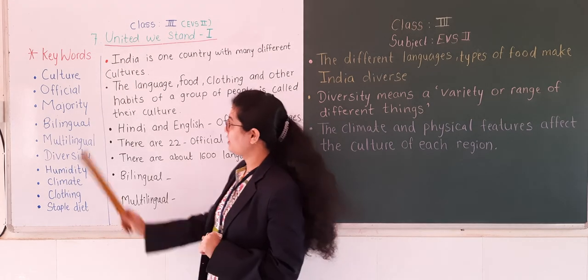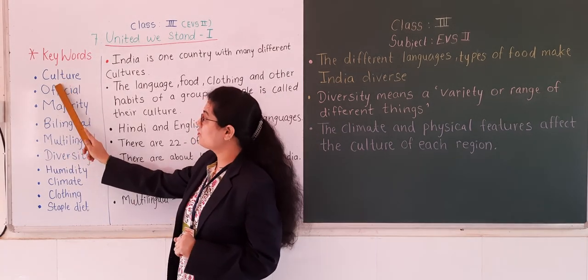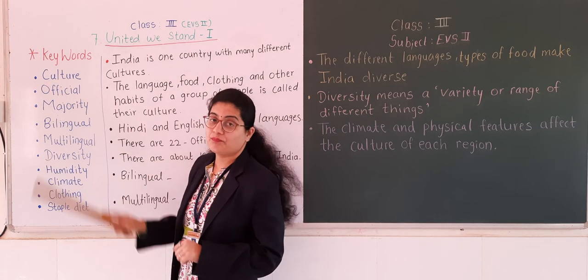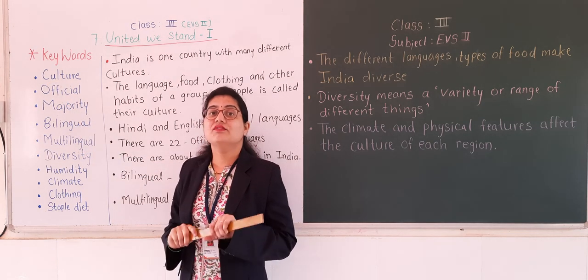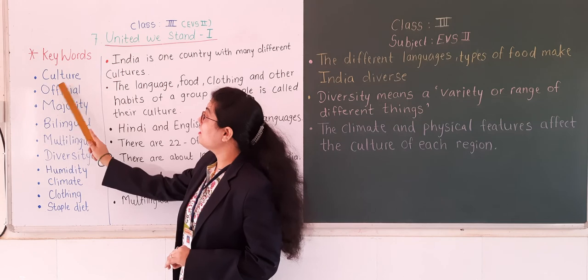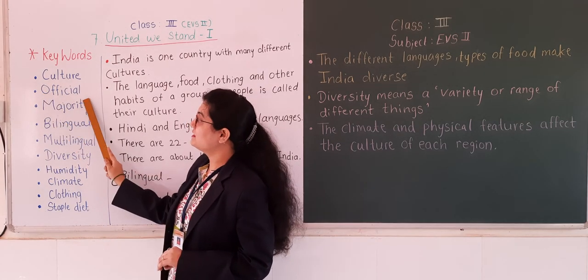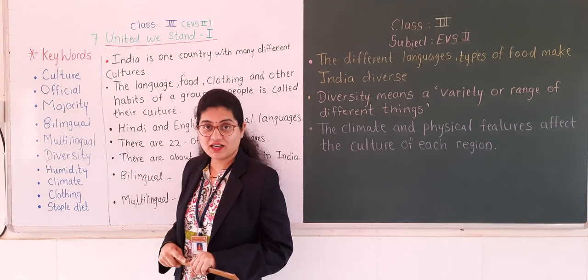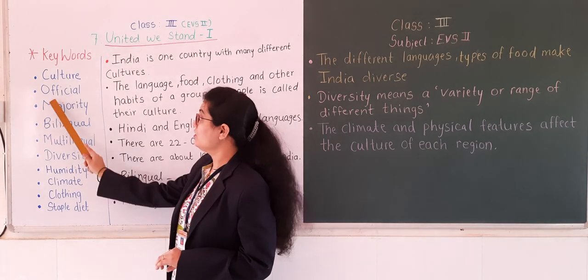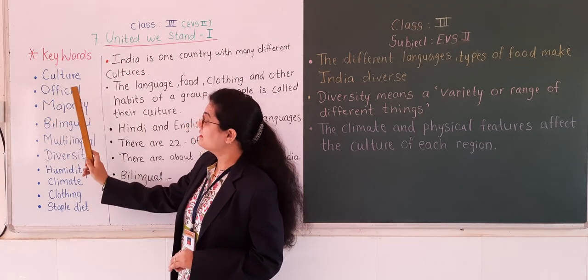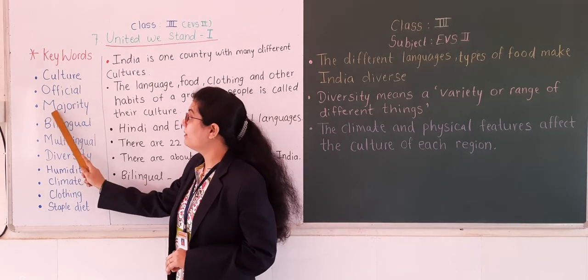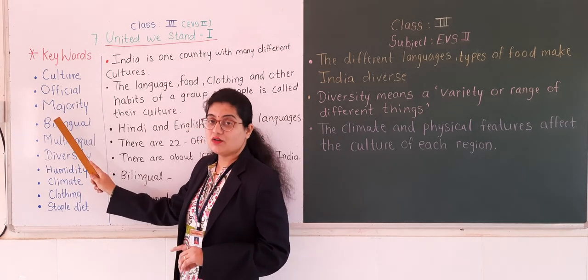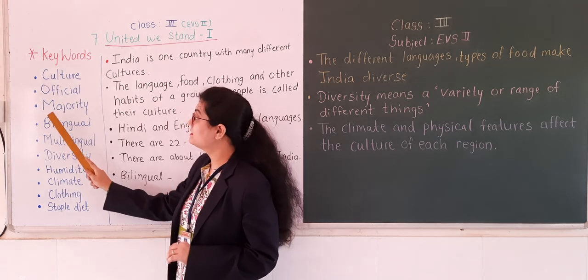Alright? Okay. See here. The first word is culture. What is the first word? The first word is culture. Then the second word, official. What is the second word? The second word is official. Then we have the word majority. Okay. What is the third word?